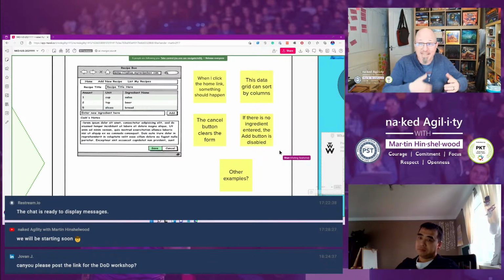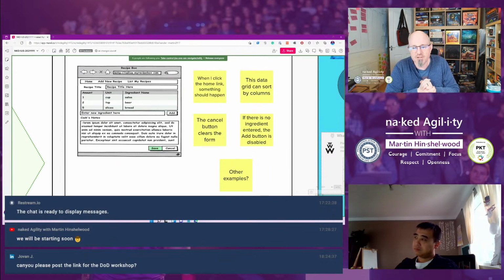User stories are trying to create that conversation, so we start engaging with our stakeholders, engaging with our business, engaging with our product owners. What happens when you click the cancel button and you've got stuff filled out? I've clicked cancel buttons in apps and it disappears, and I'm like, oh, really? You didn't ask me if I wanted to lose that information?